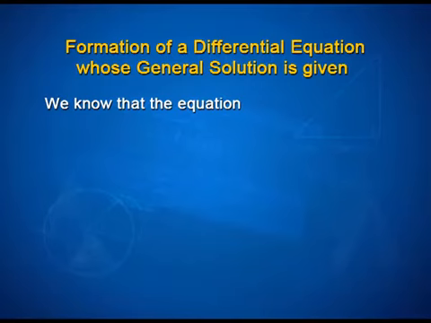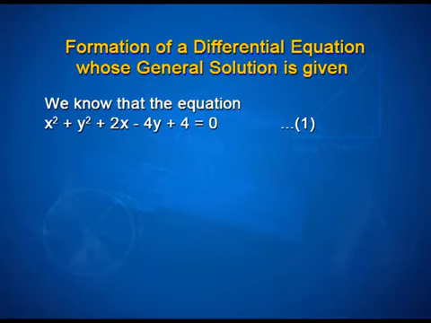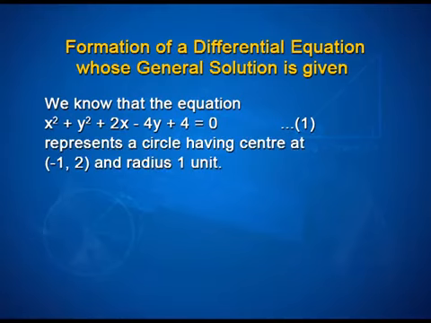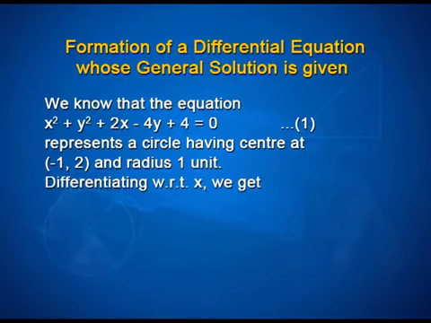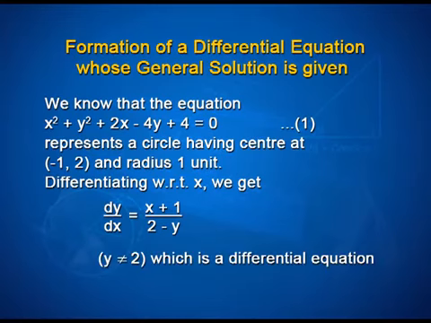We know that the equation x square plus y square plus 2x minus 4y plus 4 is equal to 0 represents a circle having center at (-1, 2) and radius 1 unit. Differentiating with respect to x, we get dy upon dx is equal to (x plus 1) upon (2 minus y), where y is not equal to 2, which is a differential equation.